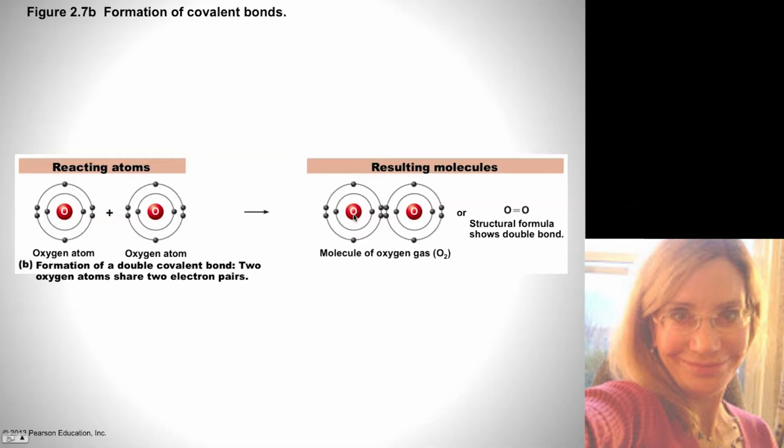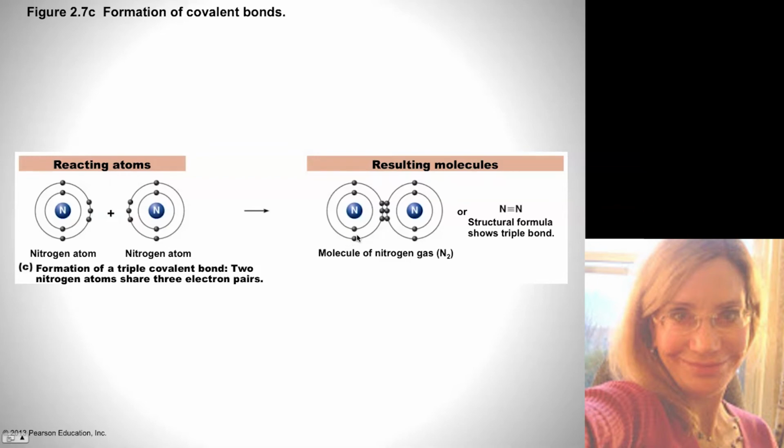So this oxygen atom can count its 6 electrons in this shell, and then 7, 8. And so can this oxygen atom. You've got its original 6, and then it can count these electrons as well. When you share 2 pairs of electrons, that's called a double bond. And so here is the structural formula that shows the double bond represented with the 2 oxygen atoms with 2 lines between them.